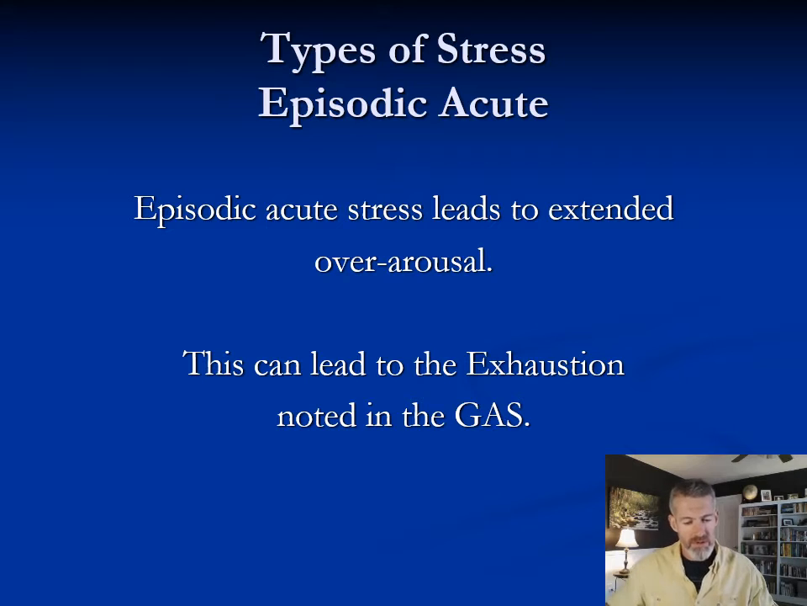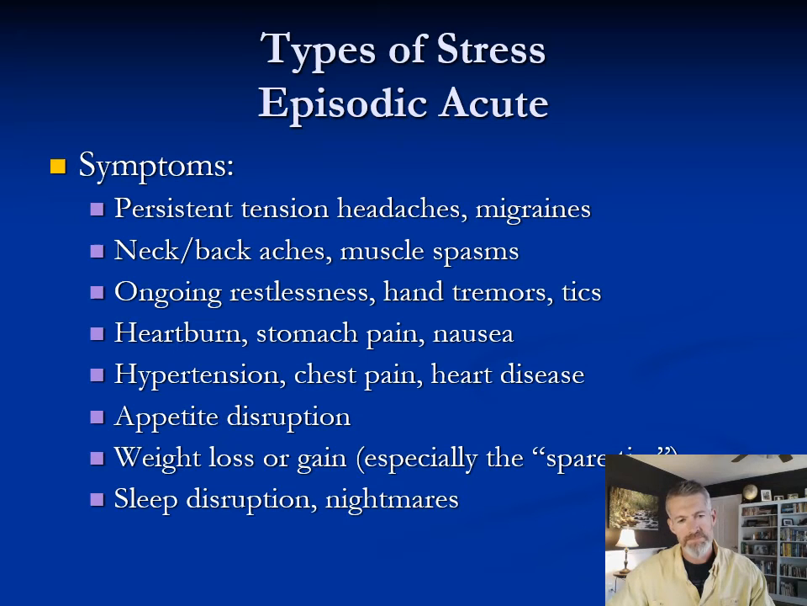This episodic acute cycle of one stressor after another that essentially sustains the sympathetic nervous system response with very little opportunity to recover is what leads to that exhaustion response in the general adaptation syndrome graph that I showed you earlier. The signs that you're kind of immersed in this episodic acute stress cycle are the things that you see on the slide there. I'm not going to go through everything.